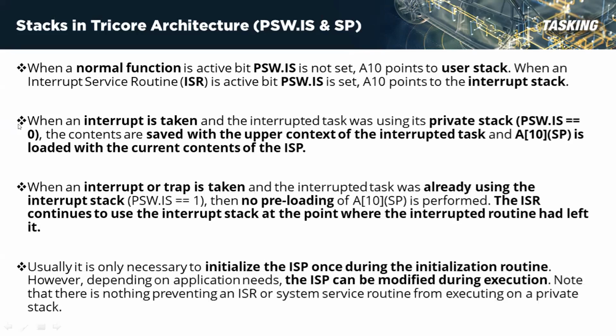The second point here is handling the case where an interrupt is taken and the interrupted task was using its private stack. So that means it's a normal function like before, and the interrupt stack is 0 because it's a normal function and it uses its private stack. So the context of this task or this function will be saved inside the upper context of the context save area. And definitely I have to change the stack pointer, and it will be loaded with the content of the interrupt stack pointer.